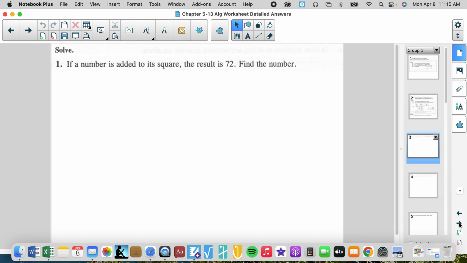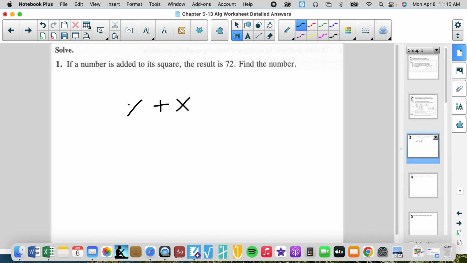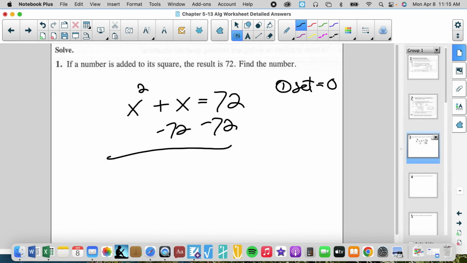The real life problems are going to look like this. Here's the first example. If a number is added to its square, the result is 72. Find the number. So we get this problem. What's the first thing we do if we want to find it? Set it equal to 0 first. So we're going to subtract 72 from both sides. We get x squared plus x minus 72 equals 0.